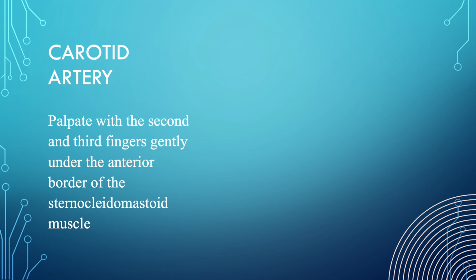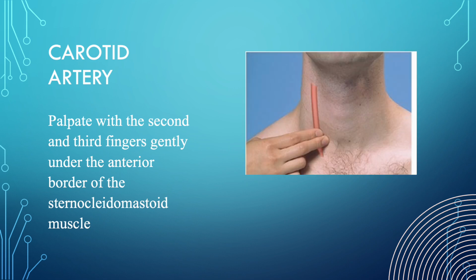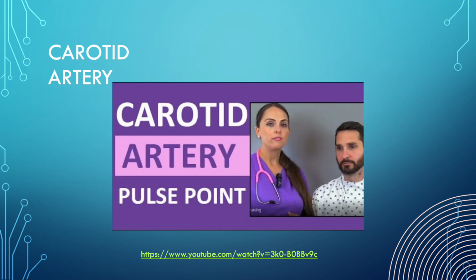Our first pulse that we're going to take is for the carotid artery. So that is in our neck. We want to palpate with our second and third fingers gently under the anterior border of the sternocleidomastoid muscle. So we can kind of see on this image where we want to take that pulse. Please watch this associated video in the PowerPoint or use this hyperlink.